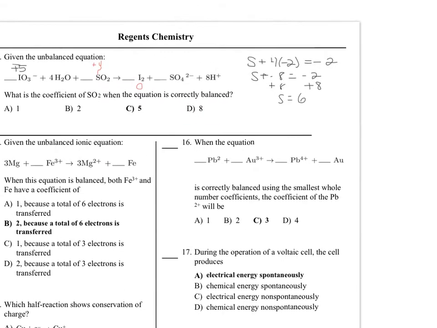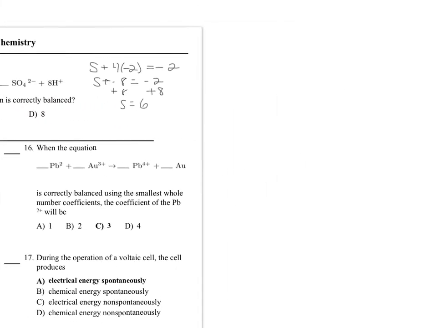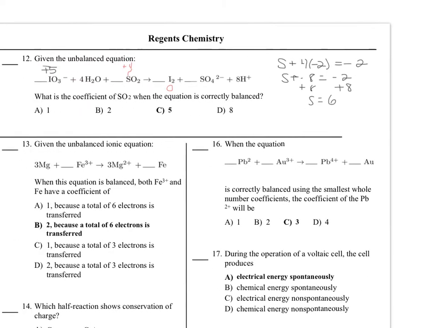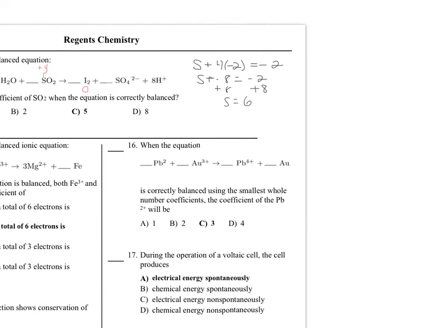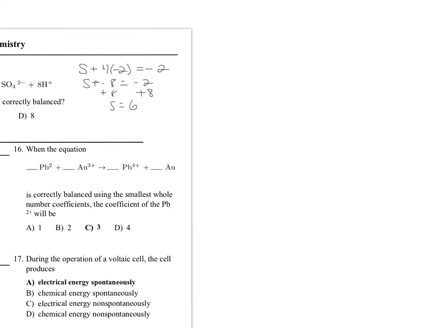So what I'm going to do is write my half reactions. I need to figure out which one's oxidized and which one's reduced. The easiest way to figure out is which one literally went down. So I can see that the iodine went down. It went from a +5 to a 0. So the reduction is going to be the iodine, and that means the oxidation is the sulfur.